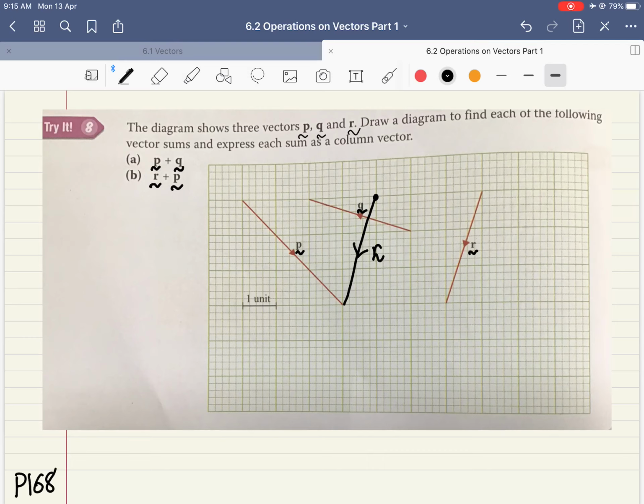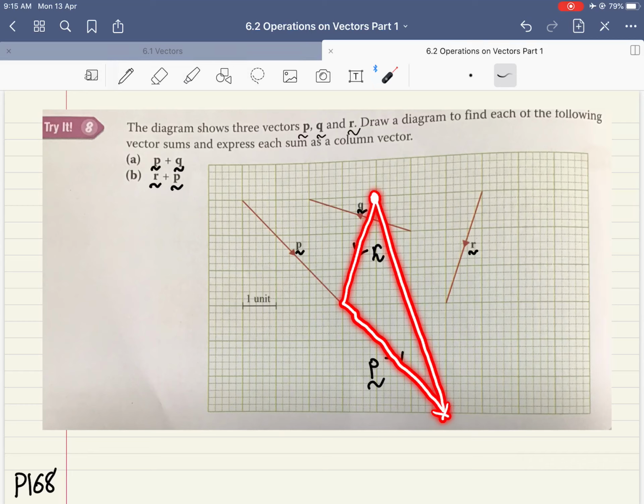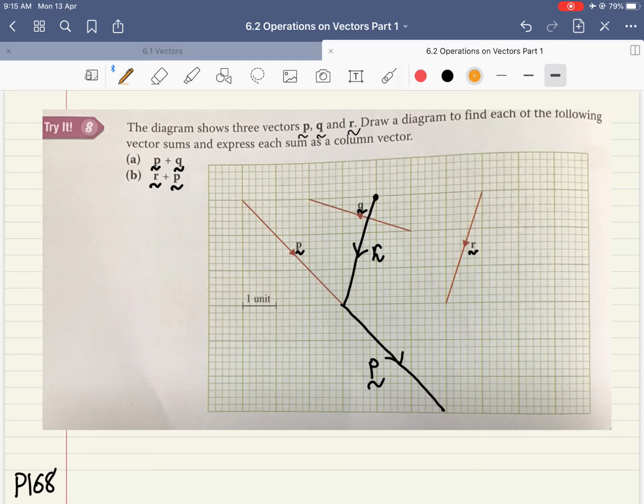Then I'm adding it to vector P. If I add it to vector P, it goes like this. Just imagine I started off here, I took the road vector R, then I go down to vector P, then I end off down here. So what's my resultant? From here, I can directly walk to here. This will be the addition of vector R plus vector P. Let me draw that in orange for you.